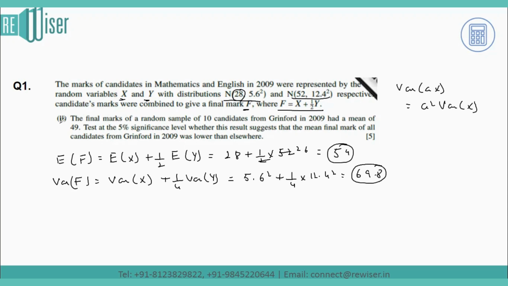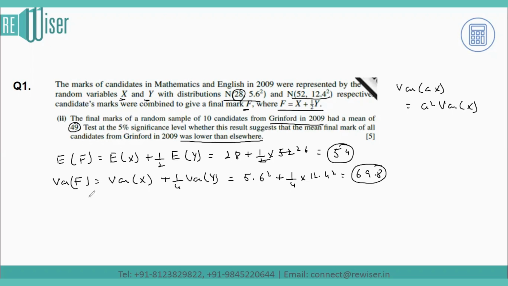Now moving ahead, it says that the final marks of a random sample of 10 candidates from Grinford in 2009 had a mean of 49. Test at 5% level of significance whether the results suggest that the mean mark of all candidates from Grinford was lower than elsewhere. Now see here, it's lower than, so it will be a one-tailed test.